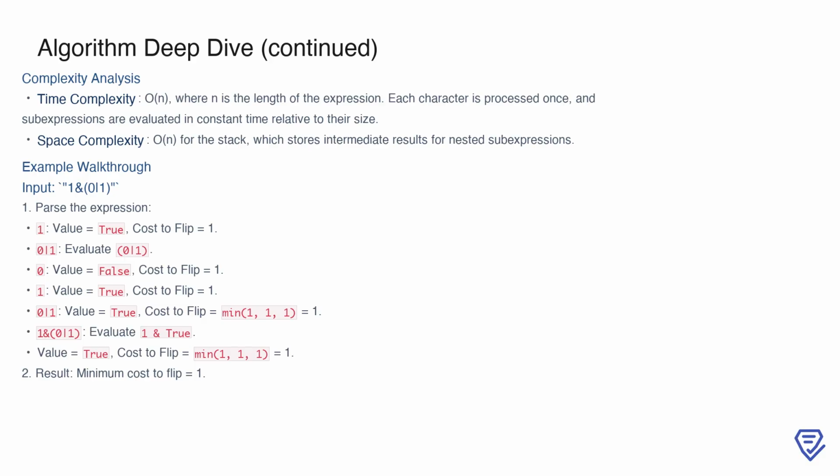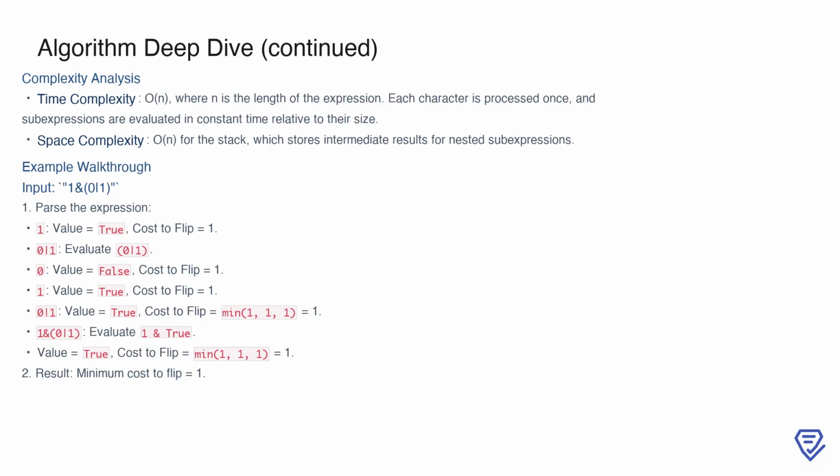First, we parse the expression. The digit 1 has a value of true and a cost to flip of 1. Next, we evaluate the sub-expression 0, 1. Here, 0 has a value of false with a cost to flip of 1, and 1 has a value of true with the same cost.